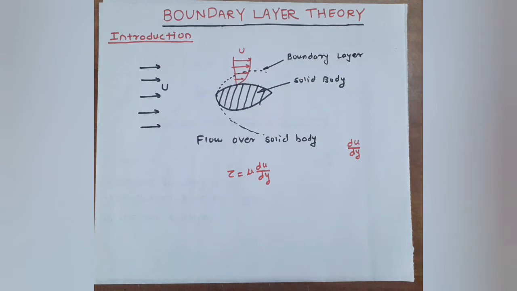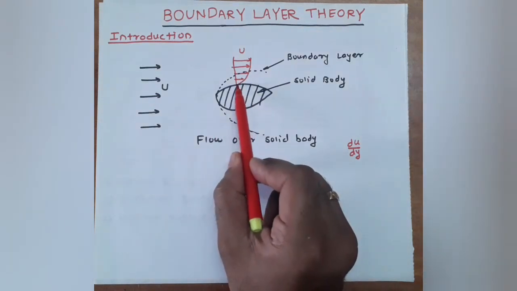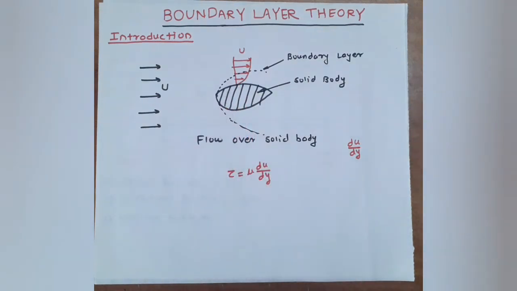When a real fluid flows over a solid body or a solid wall, the fluid particles stick to the boundary and the no slip condition occurs. The no slip condition is a condition in which the fluid particles stick to the solid body, and the fluid velocity on the solid surface is zero. This condition is known as the no slip condition.